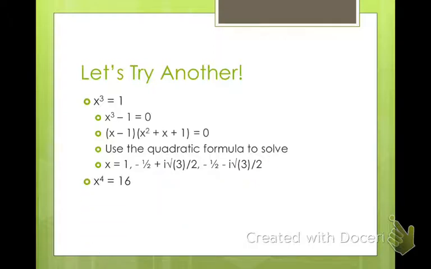Okay, and then x to the 4th equals 16. Let's go ahead and do that one. We want to start by subtracting 16 on both sides. So x to the 4th minus 16 equals 0.